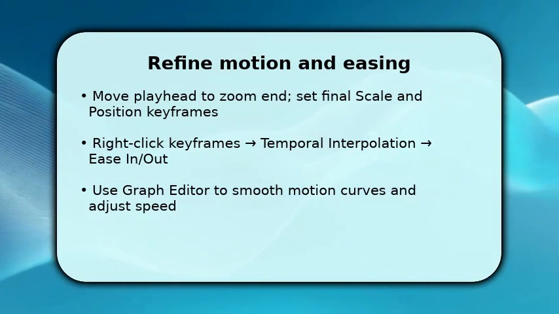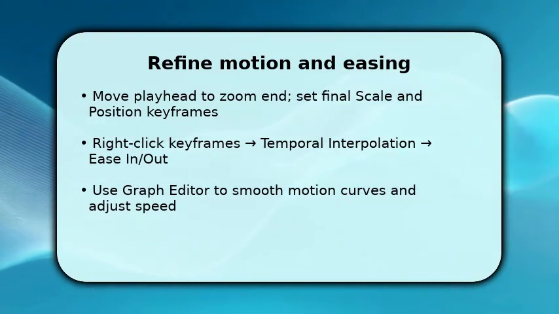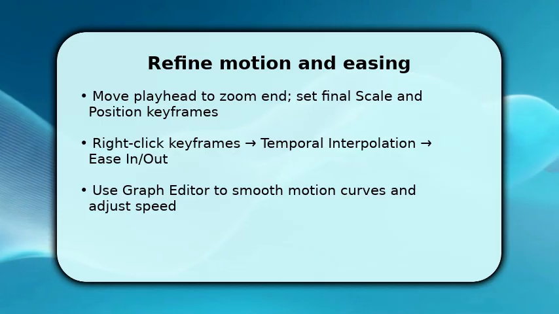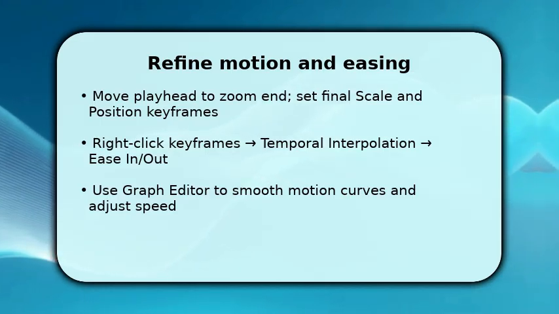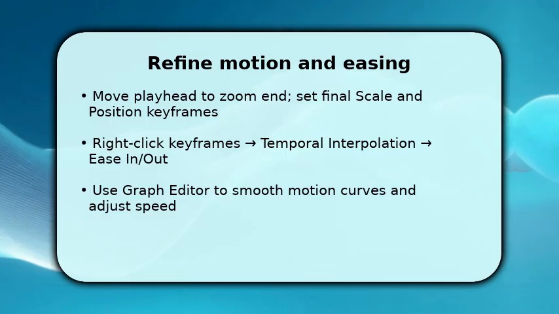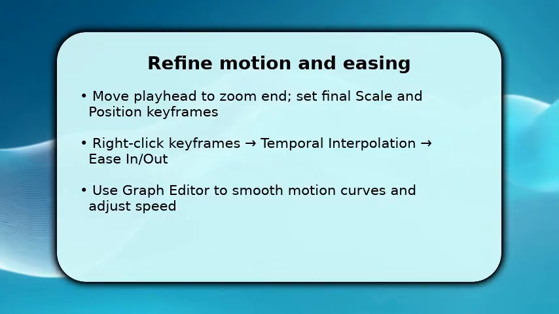Next, move the playhead to where the zoom should finish and set the final scale and position keyframes to frame the subject. Once both start and end keyframes exist, right-click them and choose Ease In or Ease Out to soften the acceleration. This feels more cinematic.